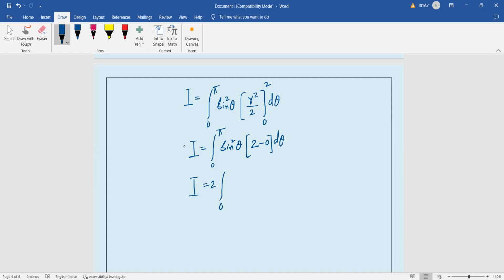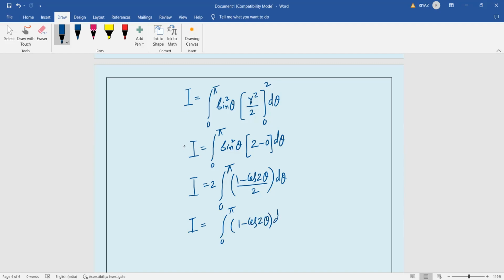This is 0 to pi. And I gave you the information that square term integration is not possible. So we convert it into another angle: sine square theta is 1 minus cos 2 theta by 2, into d theta. So we can take this 2 outside; the 2 outside and the 2 inside will cancel out. So we are getting the answer as 0 to pi of 1 minus cos 2 theta, d theta.